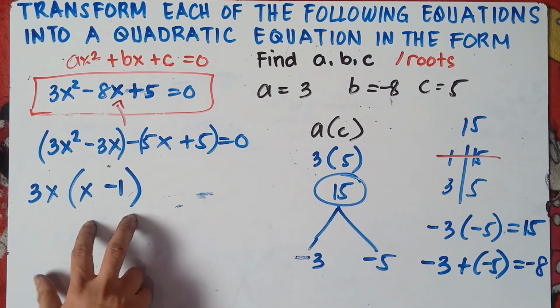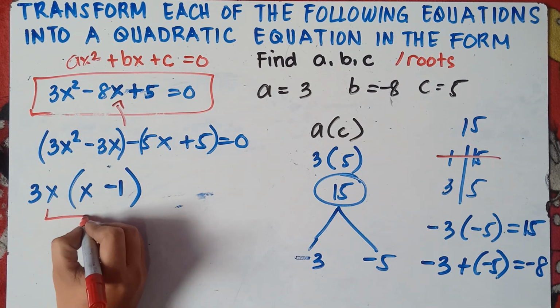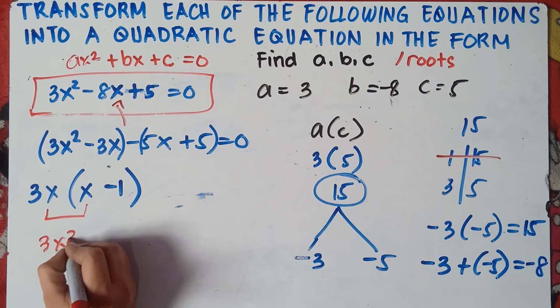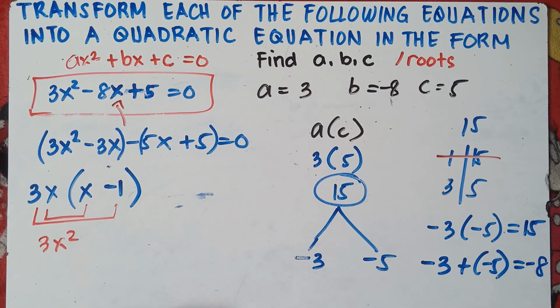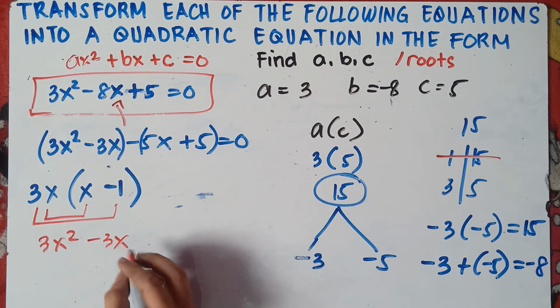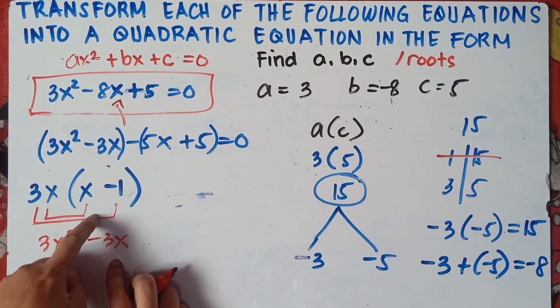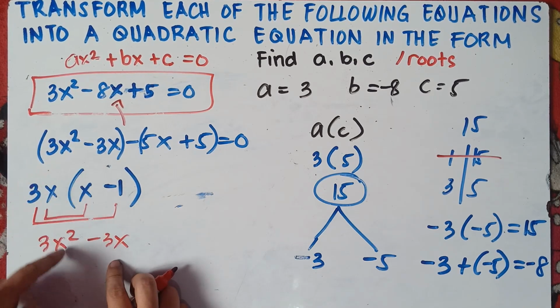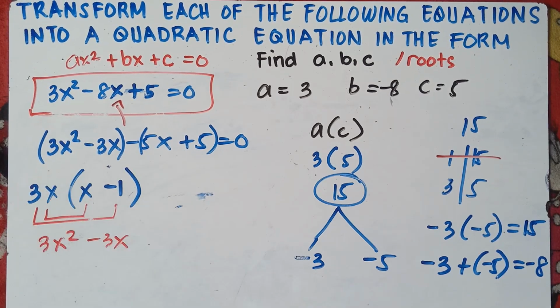If it's correct factor, you multiply, class. 3x times x, that would be 3x squared. 3x times negative 3, that's negative 3x. So therefore, this factor is correct. Okay, check this one, class. Same. Alright, and then we factor this out.